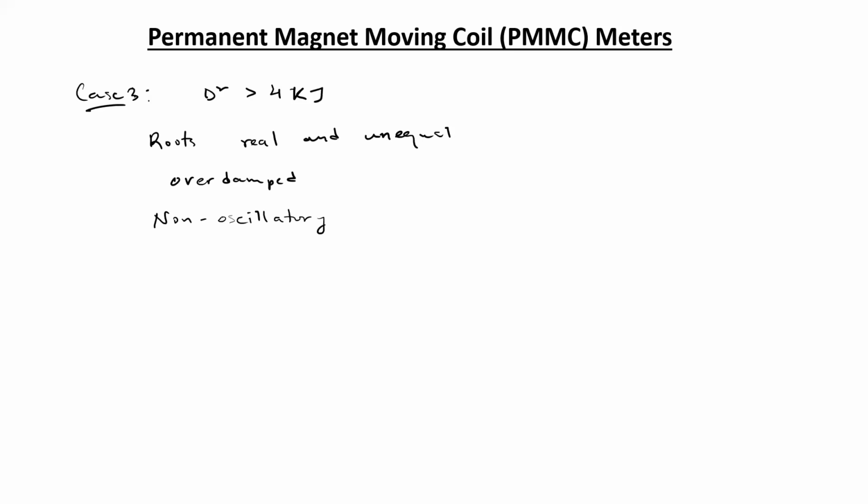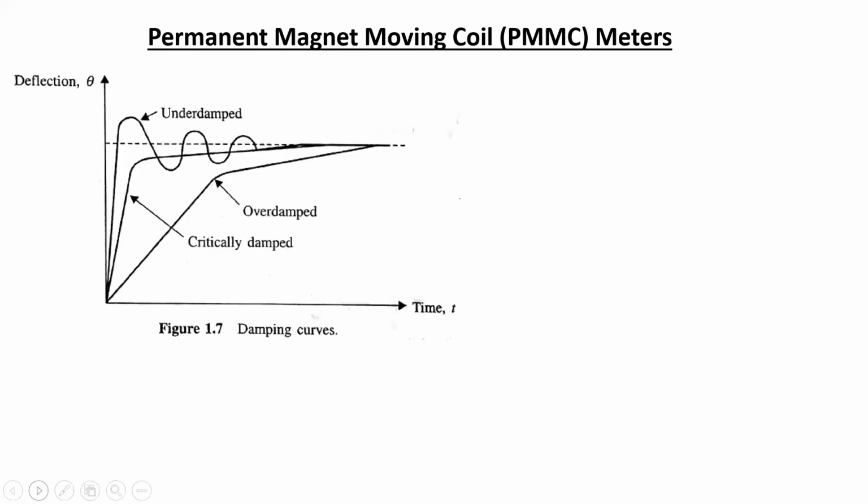So it will take more time to reach the steady state point, or the settling time will be more in this case. So in terms of diagram, this could be a step response in terms of the deflection of the coil. So the underdamped case, which satisfies this particular condition, can be represented by this curve, where there is some oscillations before it reaches the steady state point.